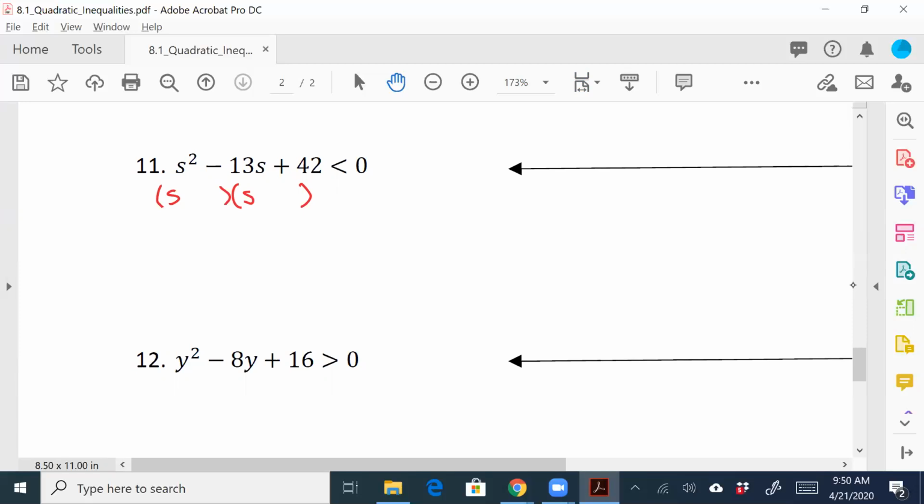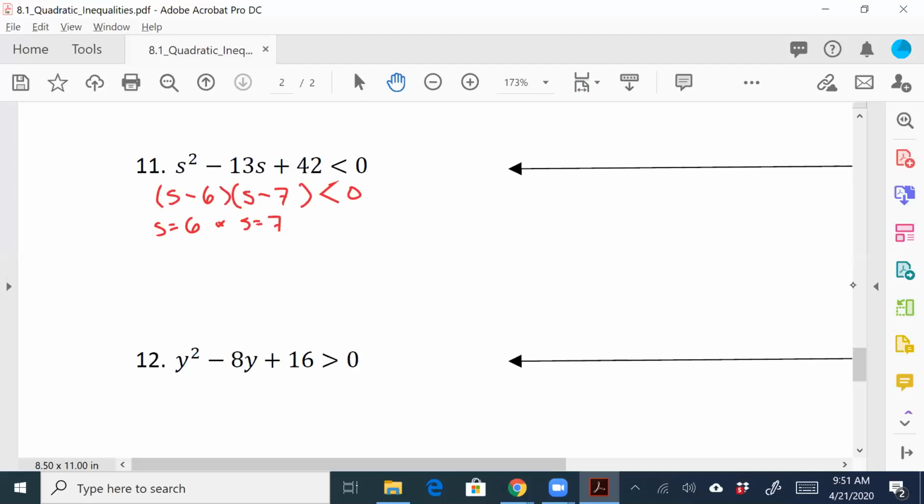I know that both numbers are going to be negative, and see what numbers multiply to 42. The numbers that come to mind would be 6 and 7, and 6 plus 7 is 13, so I'm going to say it's negative 6 and negative 7. And then these are less than 0. S minus 6 would give us s equals 6, because 6 minus 6 is 0. Or s equals 7, because 7 minus 7 equals 0.